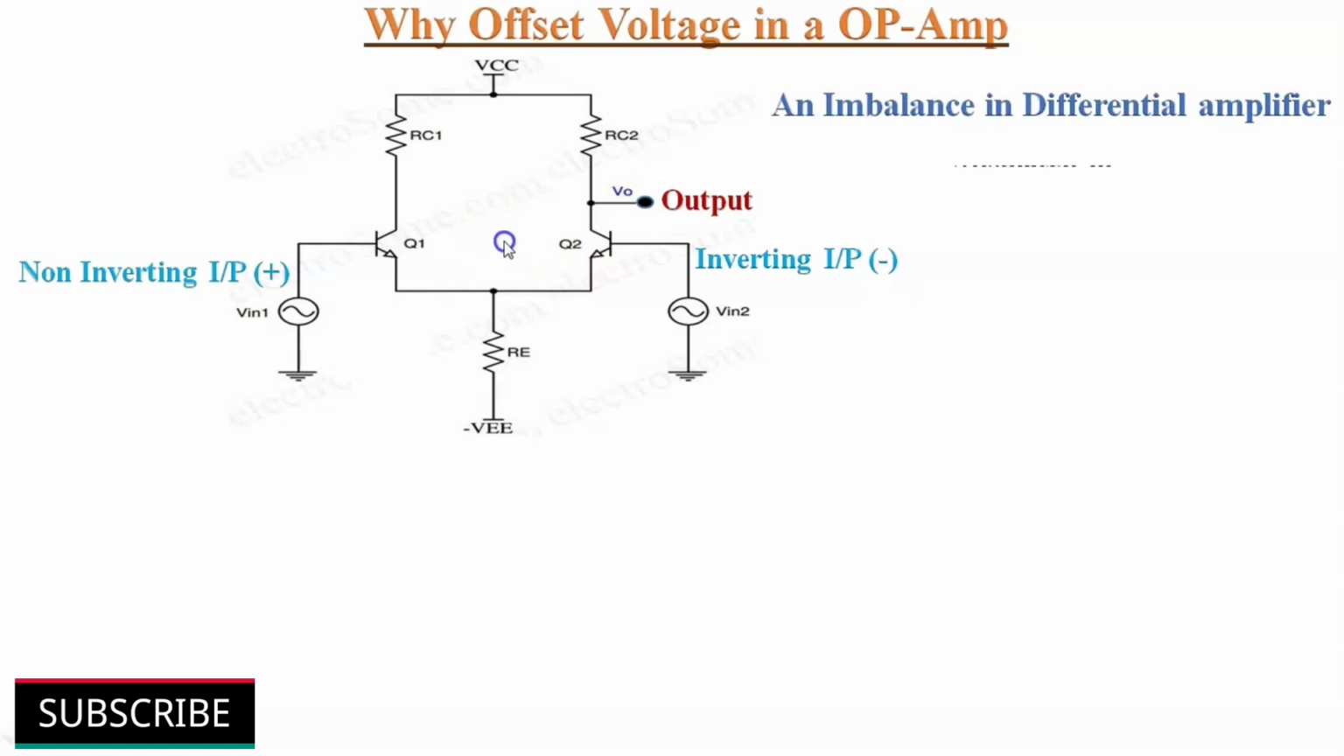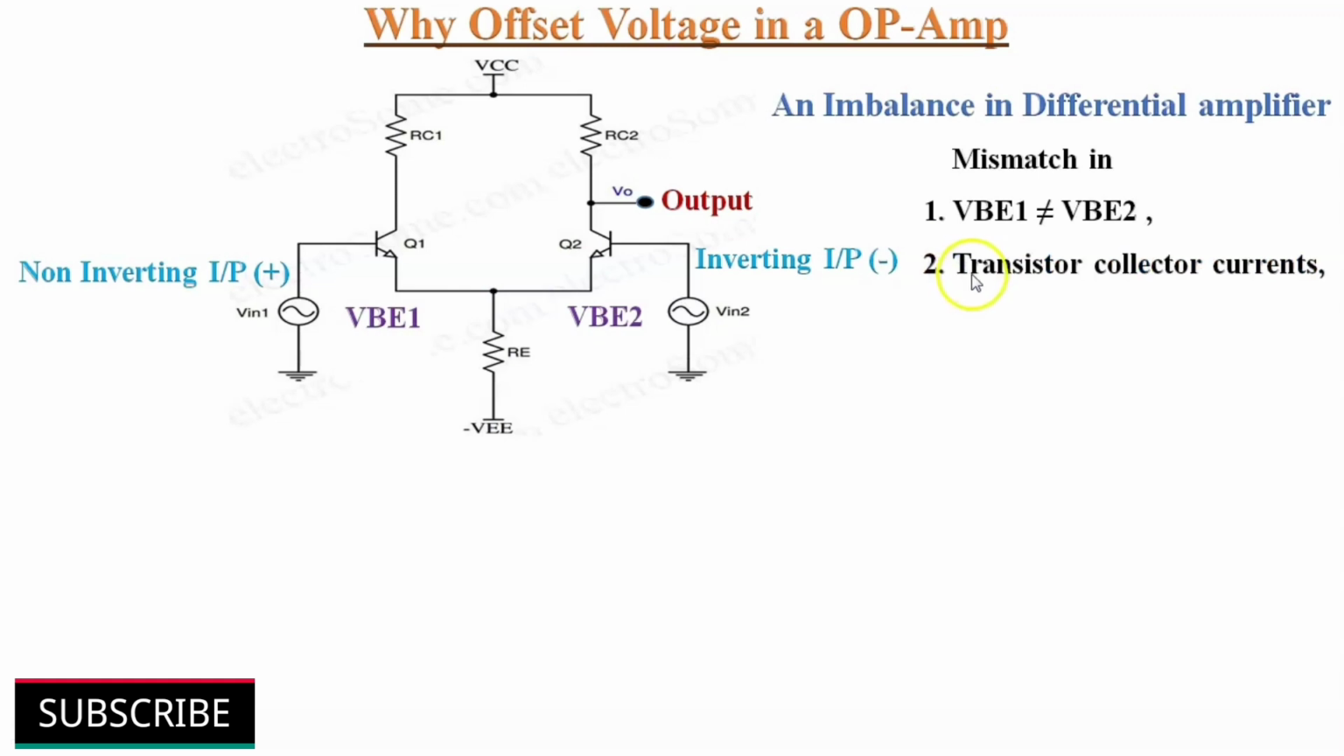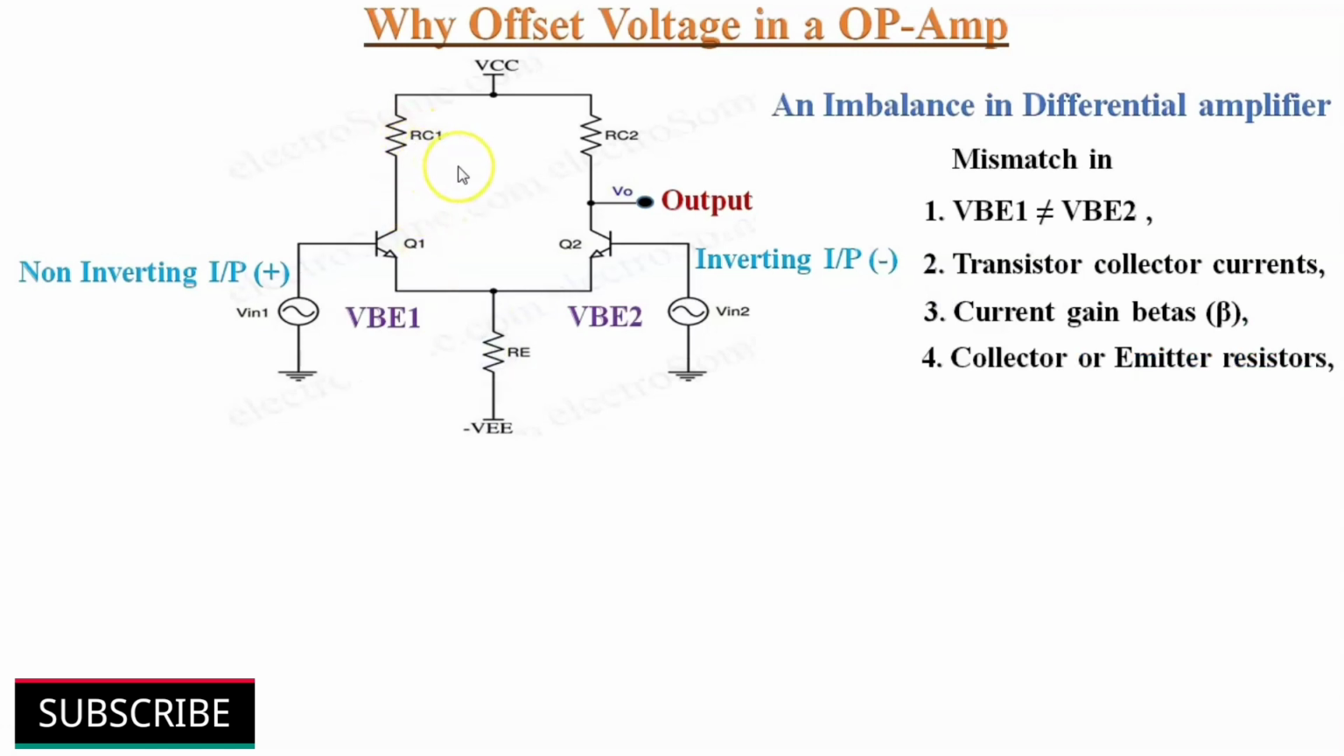The mismatch in the differential amplifier stage is mainly because of four reasons: the differences found in the values of VBE of both transistors, difference in collector currents of transistors, mismatch in current gain or beta of both the transistors. The emitter and collector resistor values may also differ. These reasons cause one of the transistors to conduct harder than the other. And this leads us to parameters of the op-amp: output offset voltage and input offset voltage.